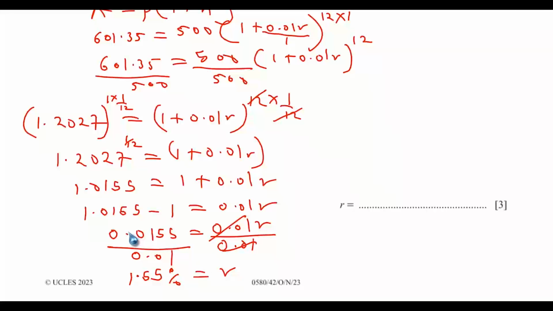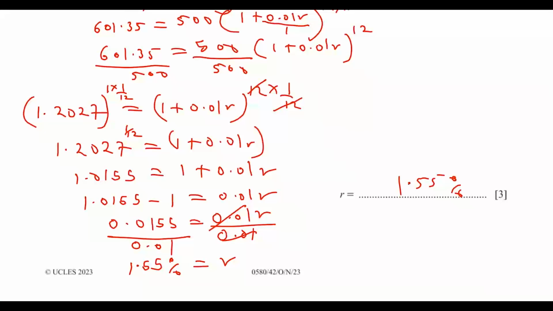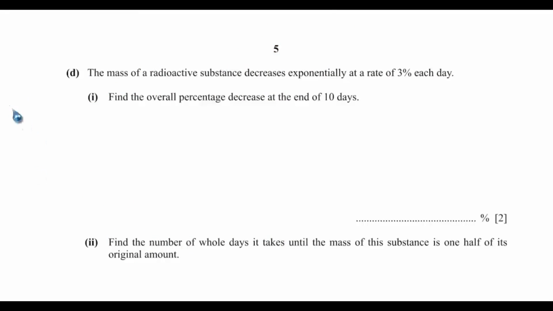You can just shift the decimal point backward. Dividing by 0.01 is the same as multiplying by 100. So that will be 1.55, so 1.55 percent. That will be the rate. So let's go to the next question. That will be part D.